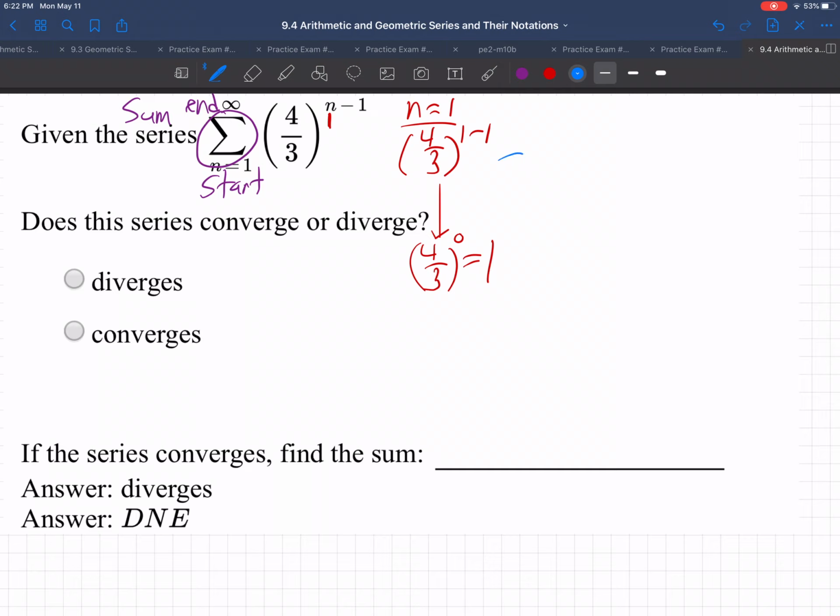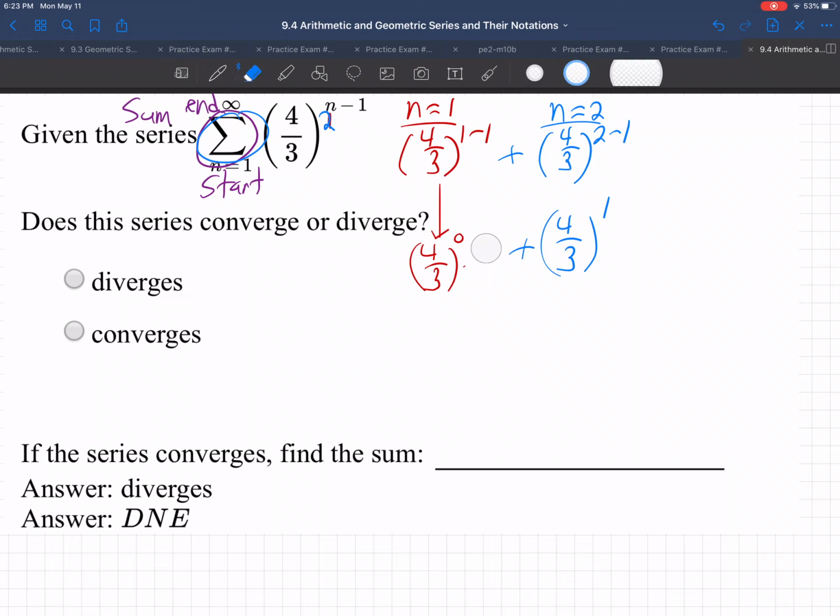Now, plus, now let's plug in n equals 2. That plus comes from the fact that this is a sigma. We're summing up. We're adding up these terms. Now plug in a 2 right there for n. 2 minus 1. So that's going to be 4/3 to the first. So this is 1 plus, and then 4/3 to the first, that's just 4/3.